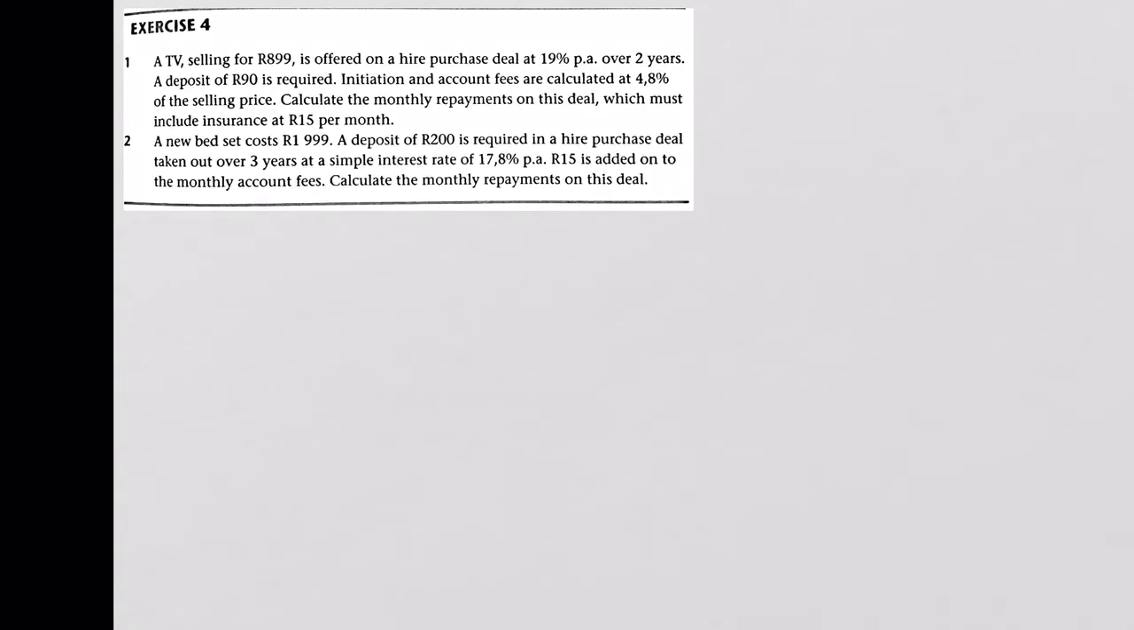Right, for question 1, a TV selling for 899 Rand is offered on a hire purchase deal at 19% per annum over 2 years. A deposit of 90 Rand is required, and initiation and account fees are calculated at 4% of the selling price. Okay, just a word on that: initiation and account fees are a once-off fee.